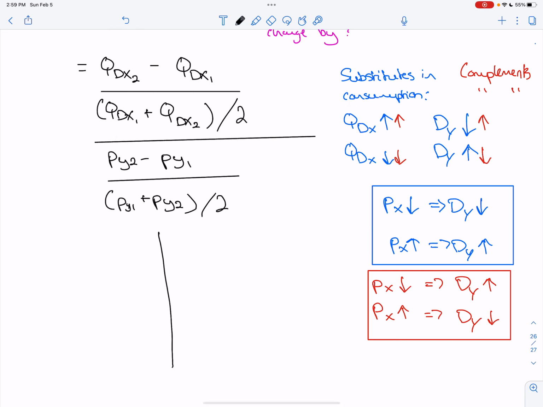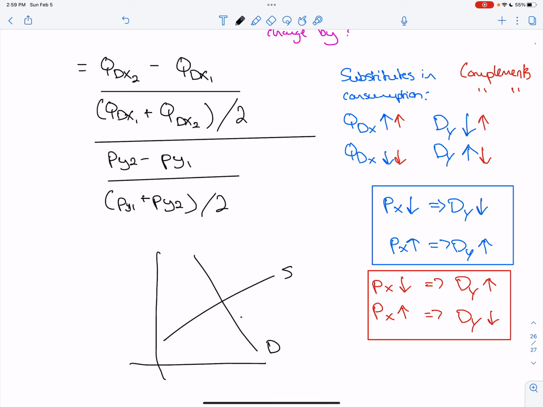Of course, we all know that when the demand curve shifts to the right, so that's supply, that's demand. When the demand curve shifts to the right, so that's an increase in demand, that will also result in an increase in the quantity exchanged, right?